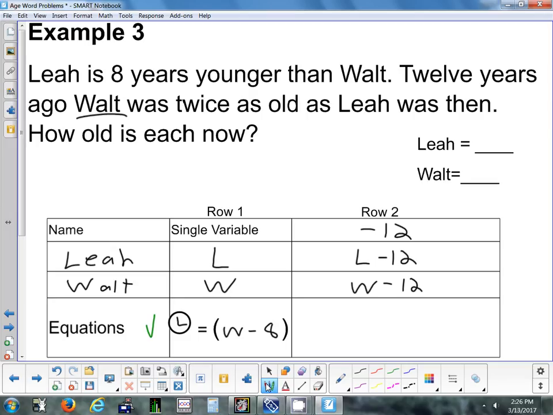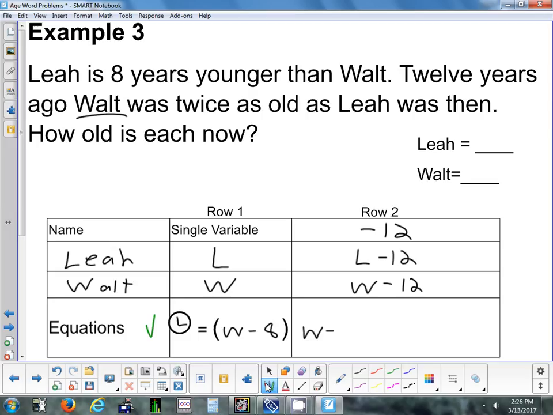Walt. Walt is the first thing in that second sentence. Walt was. It doesn't say Leah was. It says Walt was. So how do we represent Walt? Nope. Walt, 12 years ago. Remember, L's and W's don't exist anymore. You're not using single L's and W's. That was the first equation. You've got to use the L minus 12s and W minus 12s.